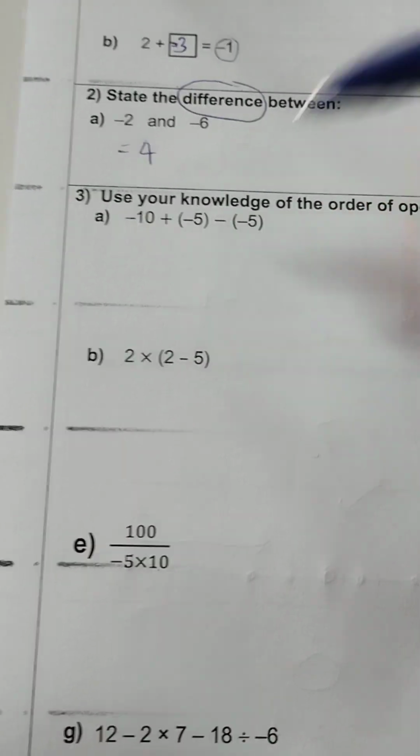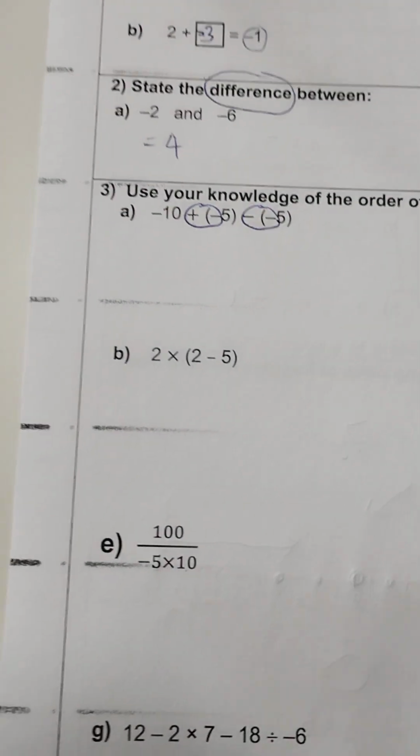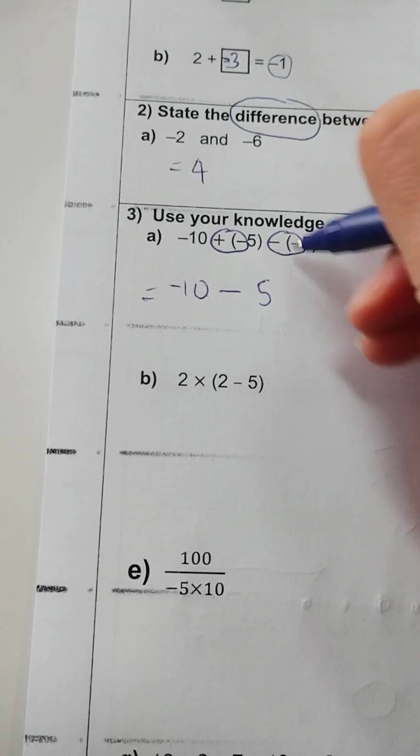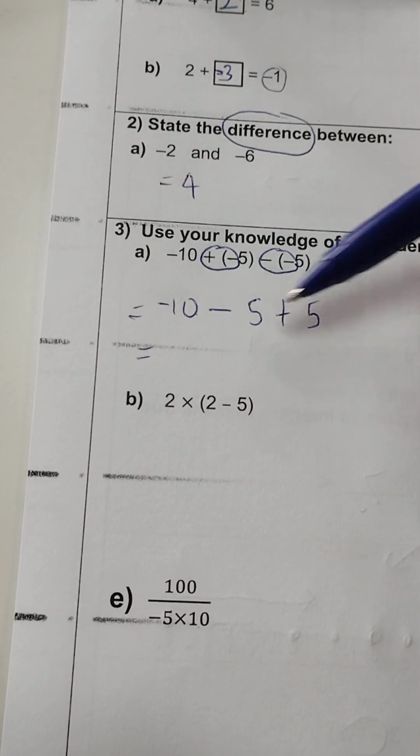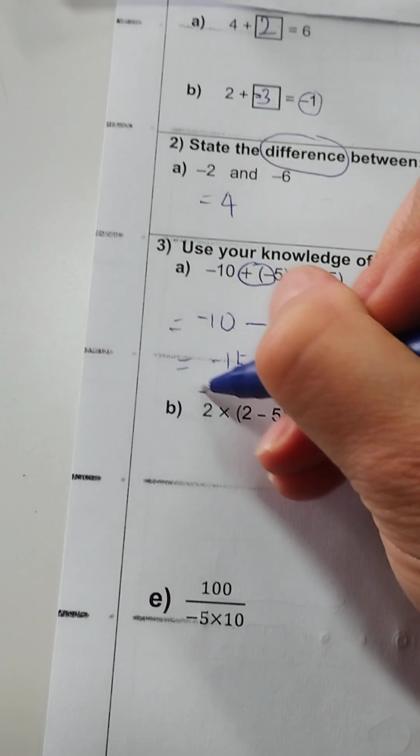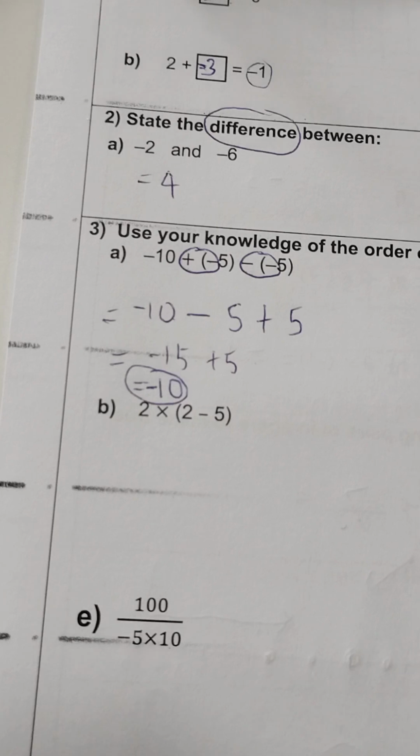This one I can see I'm adding and subtracting. So my first step is make 2 signs become 1. So I end up with negative 10. They become a takeaway. They become a positive or plus. And then work left to right. Negative 10 take away 5 would be negative 15 plus 5. Negative 15 plus 5 is negative 10. So we end up at negative 10.